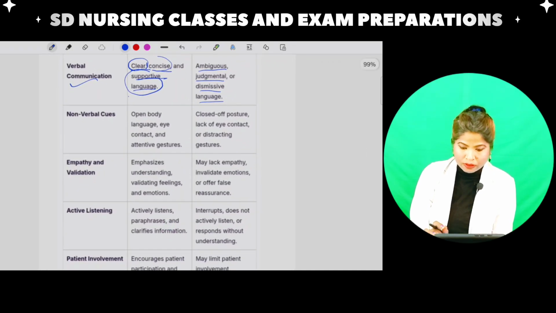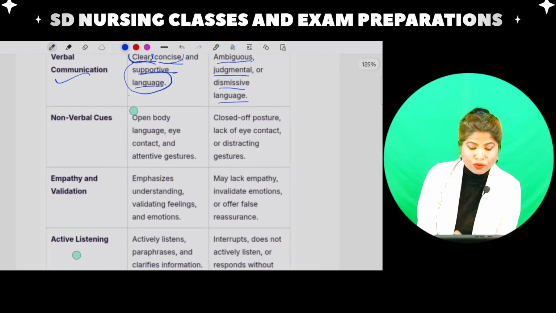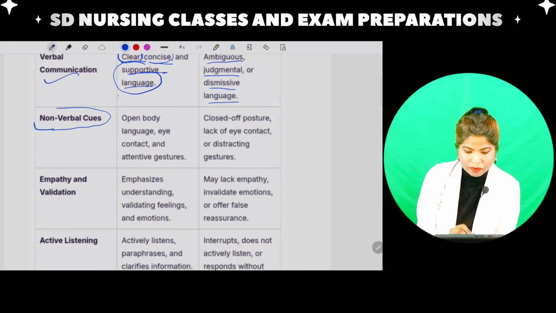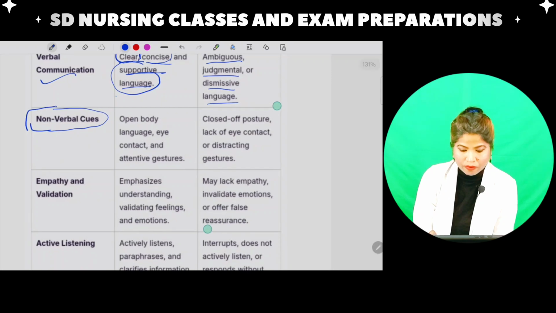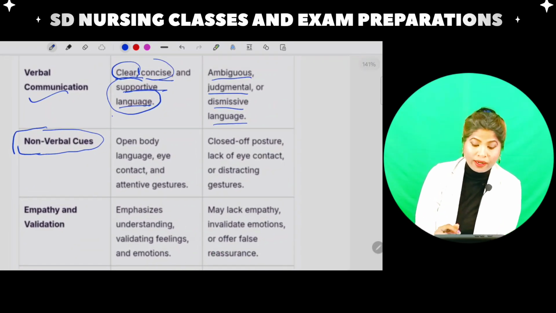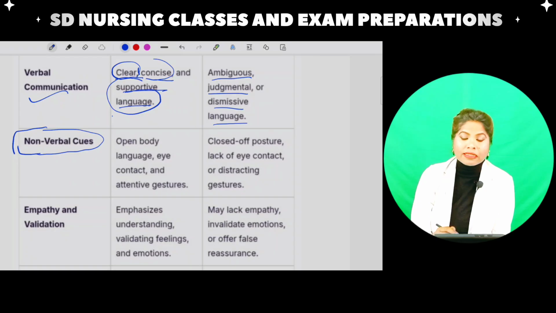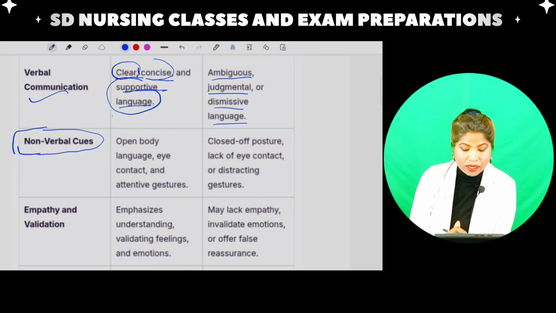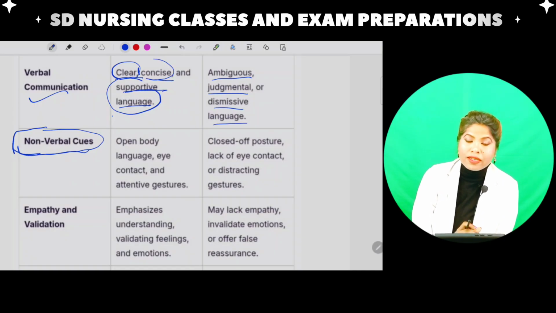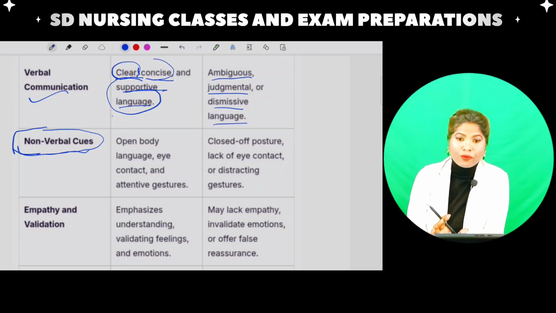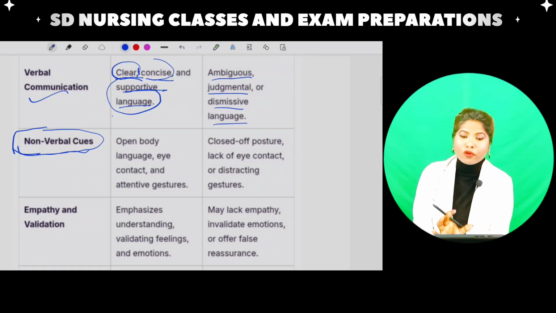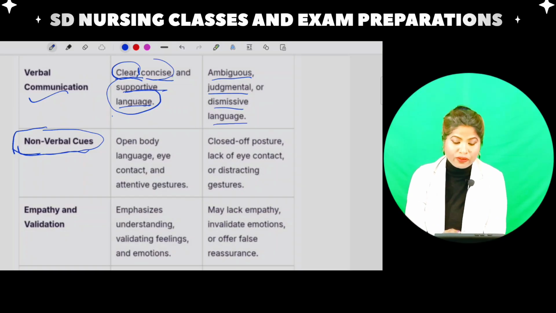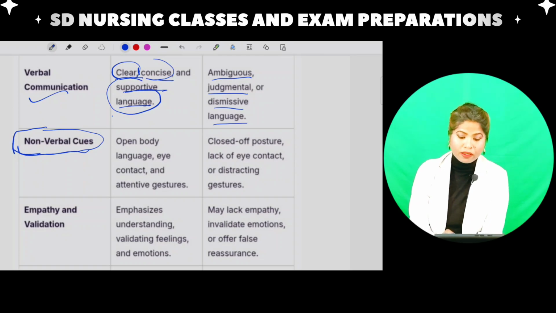Then non-verbal cues. Meaning, this is the medium: by writing, by body language, by posture, we can understand each other. So this is non-verbal, without using spoken words, only the written word, body posture and behavior, their body language, by which we can understand the patient. We have already studied this.